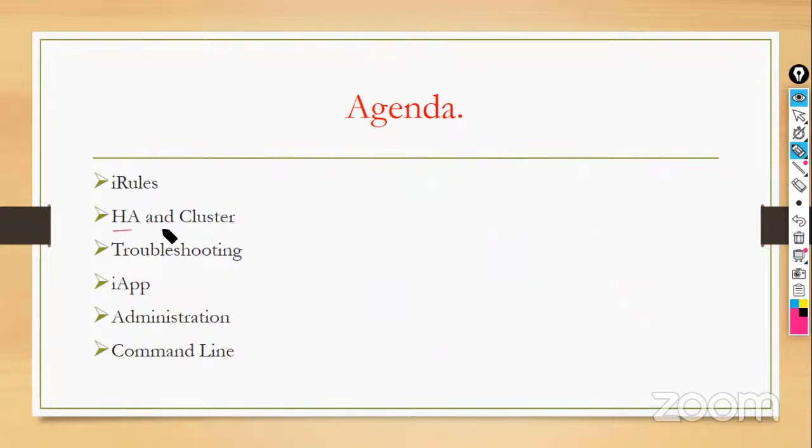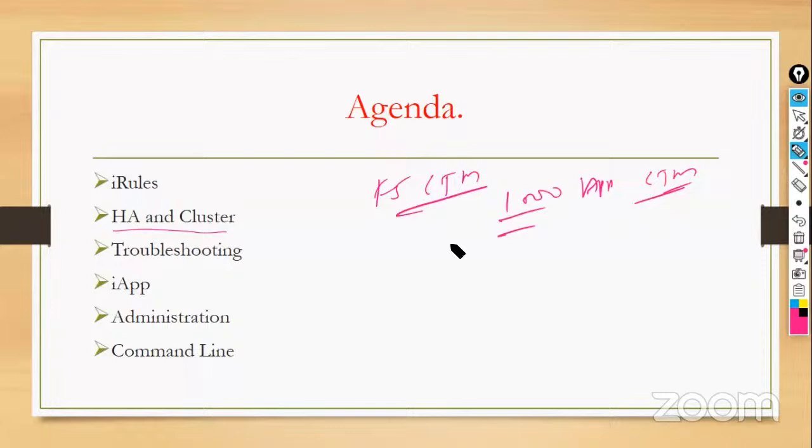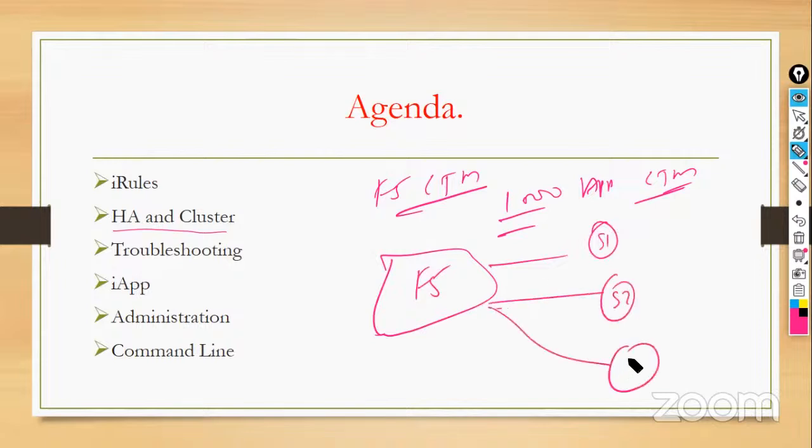HA and cluster. So HA is important nowadays if you are using the F5 LTM, right, and you have 1,000 applications on your LTM module, right? You are doing load balancing on 1,000 applications, and you are using only a single F5, right? Here you have server 1, server 2, server 3, and here you have client 1, client 2, client 3. This is the basic topology, I'm just creating. So right now this F5 is healthy and everything is working fine.